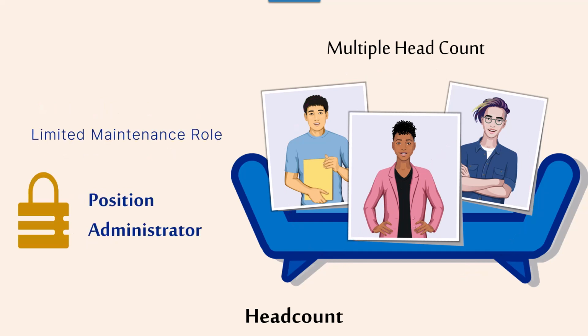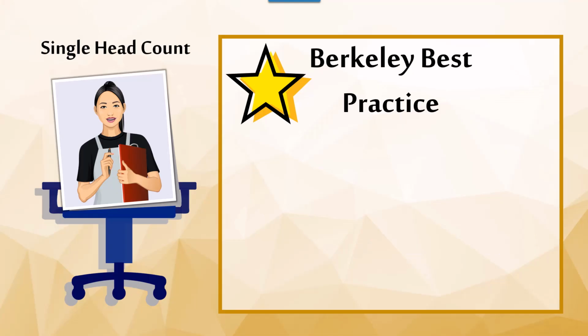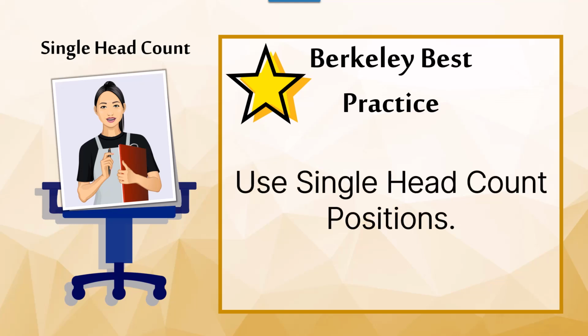Very few people have the role position administrator in UCPath that allows them to update position data for filled multi-headcount positions. Additionally, auditing is critical before making position changes. If not audited properly, employee job records could be updated inadvertently with incorrect information, which can impact things like pay and benefits. Best practice at UC Berkeley: use single headcount positions and transfer employees currently in multi-headcount positions to single headcount positions.